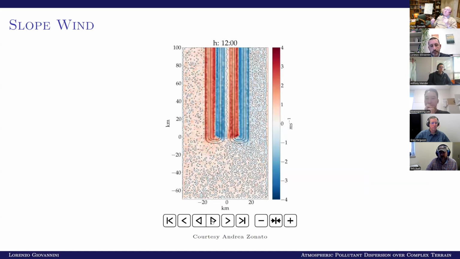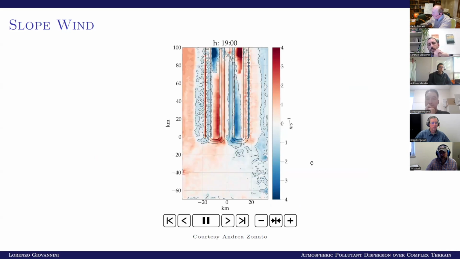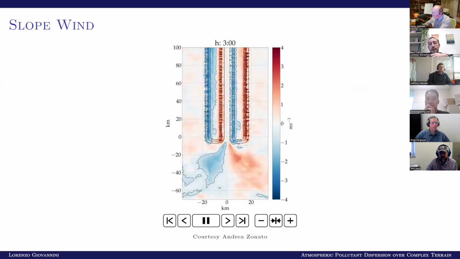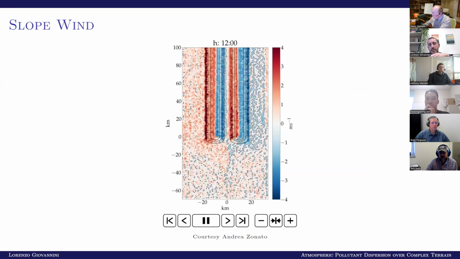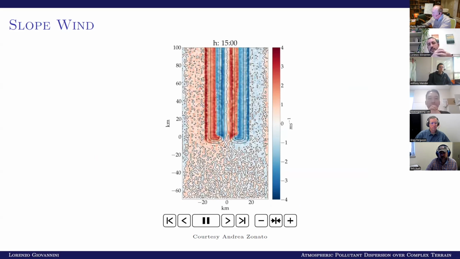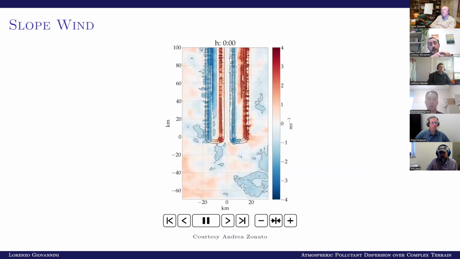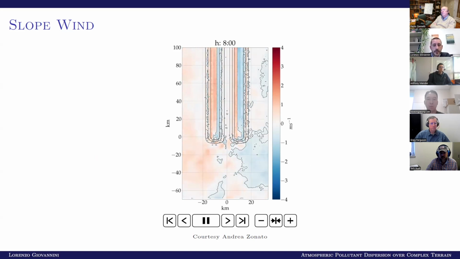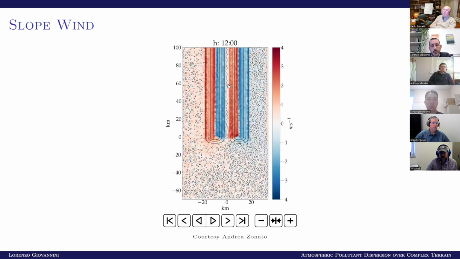Again, these are the results of simulations performed with the Weather Research and Forecasting model for the same idealized valley, but here we are looking at the west-east component of the wind. Red means positive, so wind from west to east, and blue means negative, so a wind blowing from east to west. And again, it is clear here the change in the wind direction.